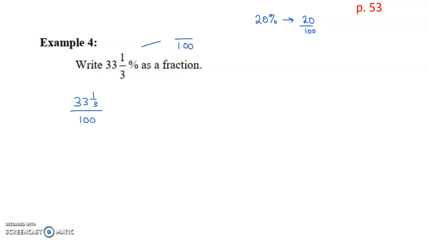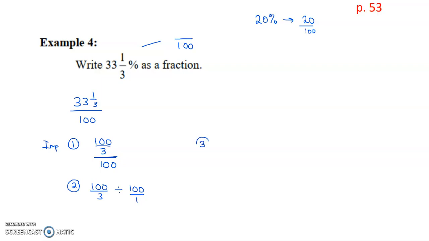But we have a problem because we have this fraction here. So our first step is to convert to improper. So we're going to take the 33 1/3 and make that into an improper fraction, which is 100 over 3, and we're going to divide that by 100. Our second step is to show this division looking in a way that we can actually begin to solve. So 100 over 3 divided by 100, and we place that 100 over 1.